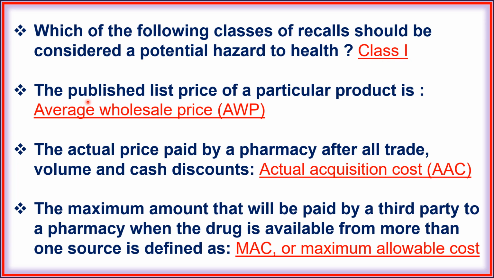Next, the published list price of a particular product is average wholesale price. Next, the actual price paid by a pharmacy after alternate volume and cash discount is actual acquisition cost. Next, the maximum amount that will be paid by a third party to a pharmacy when the drug is available from more than one source is defined as MAC, maximum allowable cost.